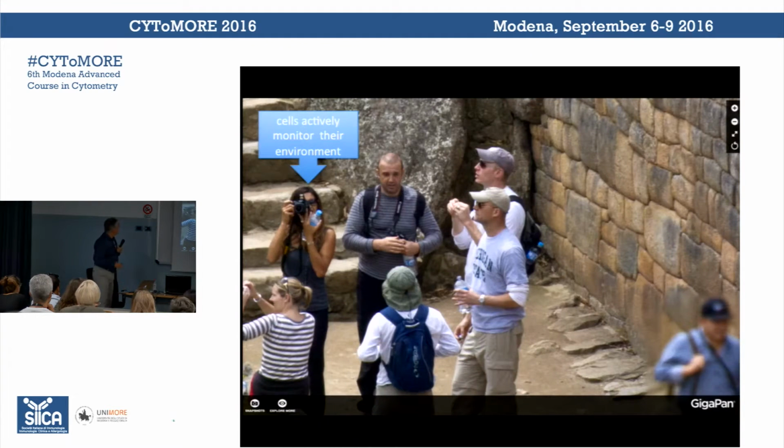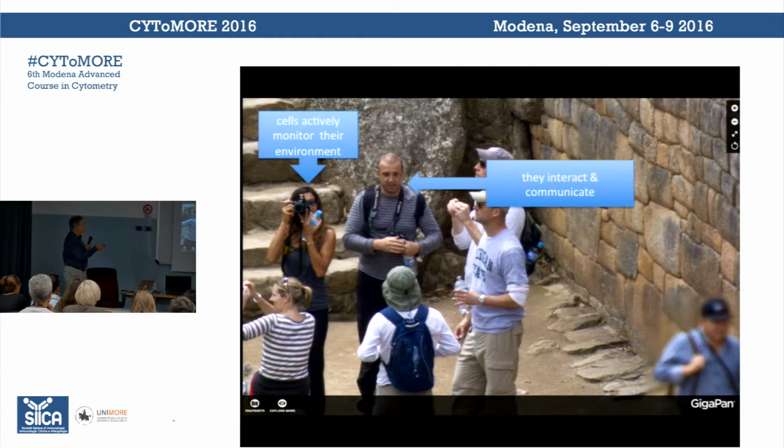You go a little bit more closely still, you see that some of these cells are actively monitoring their environment, and this one here, for example, is actually trying to communicate, probably changing email addresses or something, I don't know, actually trying to communicate and interact.